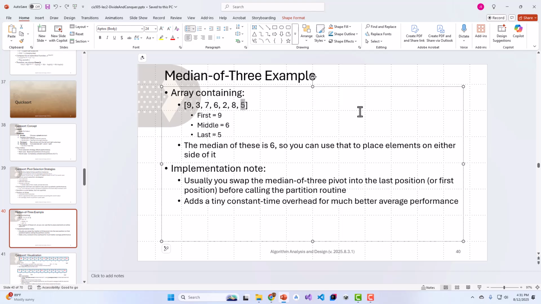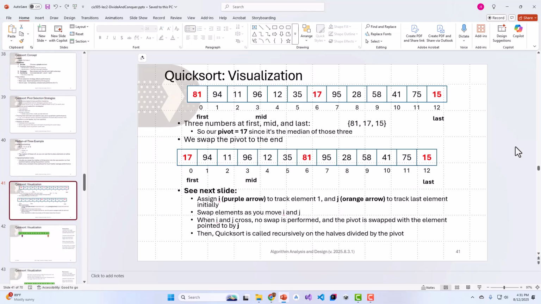We go by the indices, obviously. So you have 9, 6, and 5. If I were to look at those and ask which one's the median value, it's the 6. So that becomes our new pivot point. We would place elements on one side or the other based on that pivot point. Now, in implementation, this one throws students off a lot. Usually you swap the median of 3 pivot into the last position or first position before calling the partition routine. It adds a tiny constant time overhead for much better average performance.